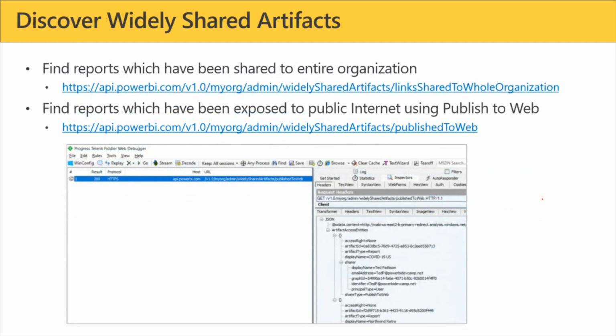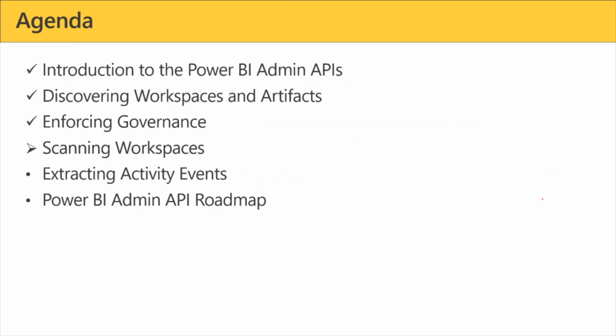Now, the last two we're going to look at in this section are brand new. They're hot off the press. In fact, they're so hot off the press that we haven't yet wrapped them with the Power BI .NET SDK. So you can call these directly, but it's going to be another week or two until we ship the new version of the Power BI .NET SDK, where we'll have the wrappings to call this directly from C#. But the idea is you want to find out what reports users have just casually shared with the entire company. You want to see what reports your users have made available publicly on the internet using the publish to web feature.